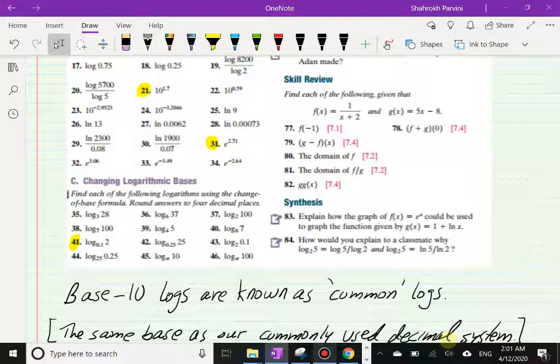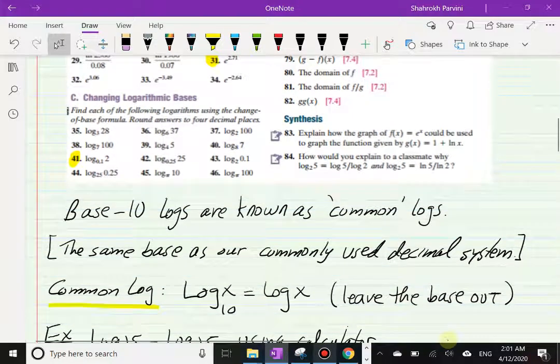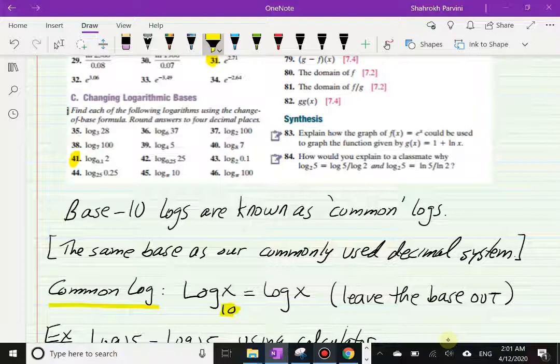So let's go ahead and start. The first base we're going to look at is a base 10 logarithm. These base 10 logarithms are commonly called common logs. They're common in the sense that they are the same as our base 10 decimal system. So in that sense, they are common. If the base of the logarithm is 10, and it has to be 10, nothing else, therefore we call this a common logarithm.